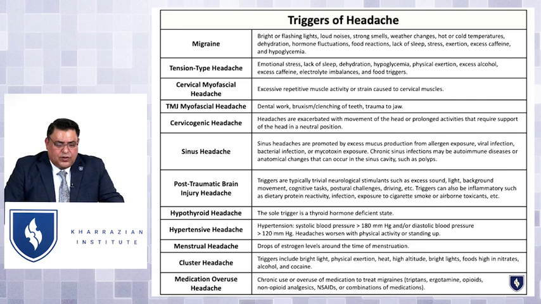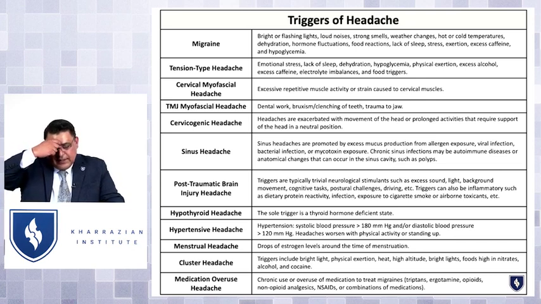Okay? So it could be flashes of light, it could be loud noises, it could be strong smells, it could be weather changes, it could be hot or cold temperature changes, it could just be dehydration. They can become very reactive to foods all of a sudden that they have not been before, right as their headache is starting to develop, their migraines start to develop. Lack of sleep, stress, exertion, excess caffeine, hypoglycemia.